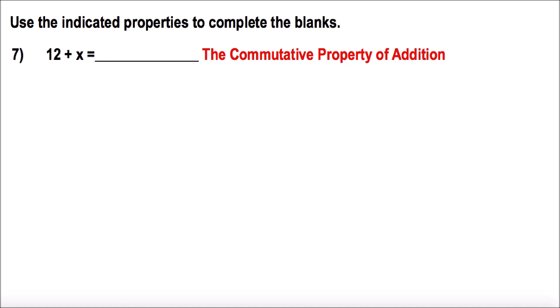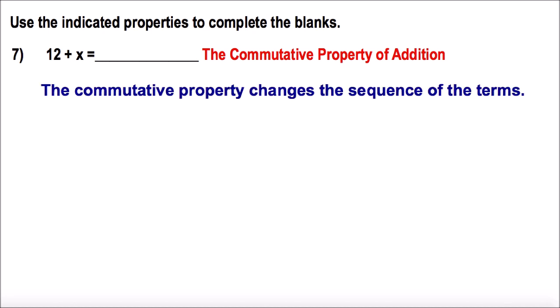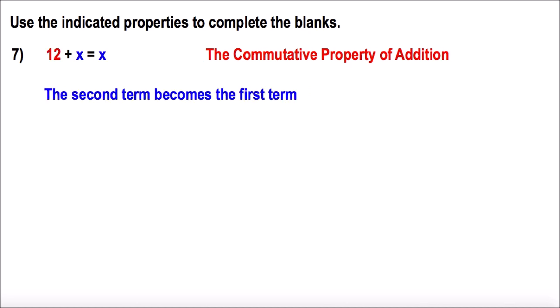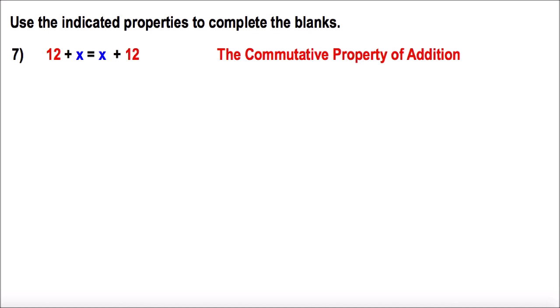Now, a new kind of exercise. Let's use the indicated properties to complete the blanks. Question 7. 12 plus x, and we know we utilize the commutative property of addition. The commutative property changes the sequence of the terms such that the second term becomes the first term and the first term becomes the second term. So 12 plus x is equal to x plus 12.